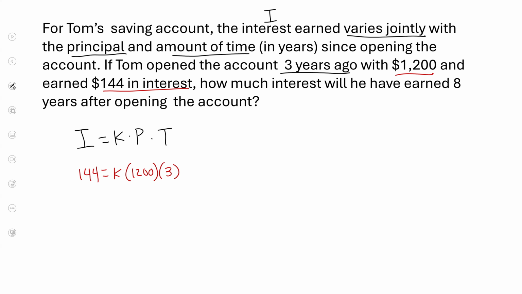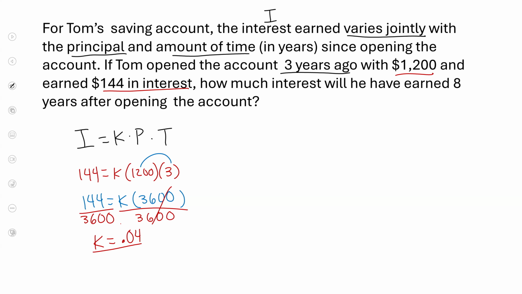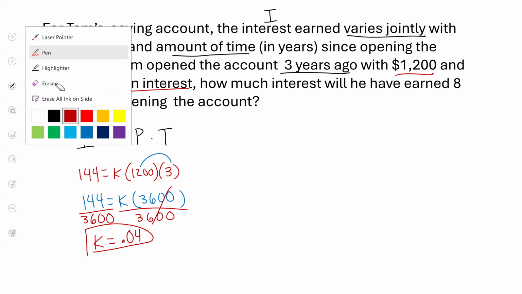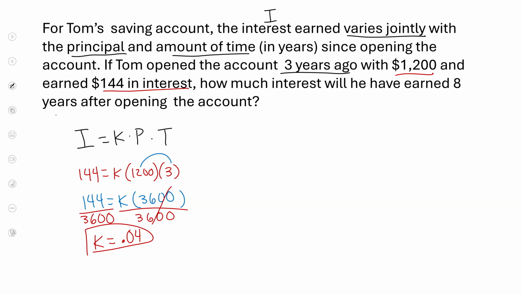So let's just pause here and figure out what K is. Well, this is 144 equals K times this, which is 3,600. And I'm going to divide both sides by 3,600. I get K is equal to 0.04. That's important. So I can replace that into my formula. Interest is equal to 0.04 times the principal times time.